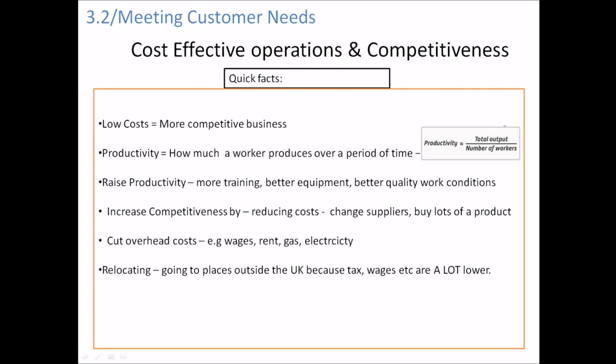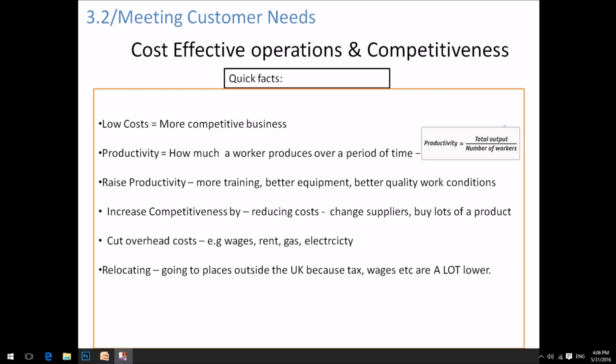You can increase competitiveness by reducing costs, change suppliers, buy lots of a product. We can cut overhead costs by cutting the wages, the rent, the gas, the electricity. You're basically not using as much stuff, means that you'll get a lower cost in total. And then obviously the last kind of stage of increasing competitiveness is to relocate. If a business is finding it too expensive to work inside the UK, they'll just move out the UK.